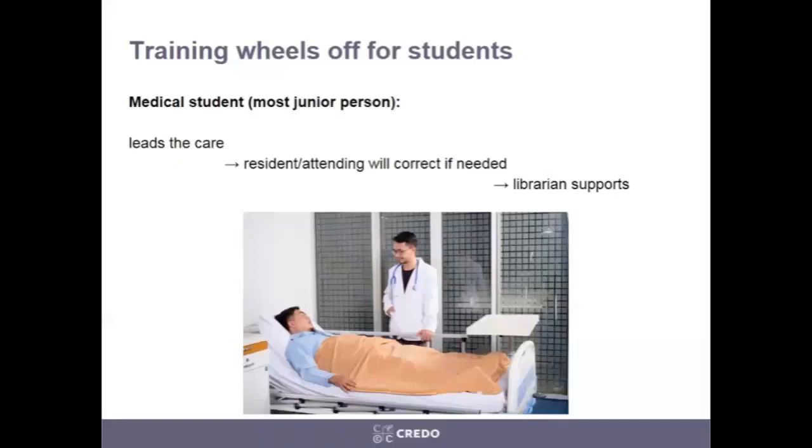As I mentioned earlier, they've spent essentially the first 2 years of medical school doing problem-based learning and didactics in a classroom. So the third year of medical school is the first time that they have actual patient care related responsibilities.